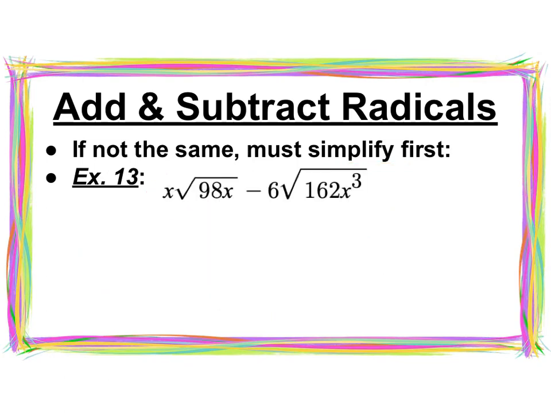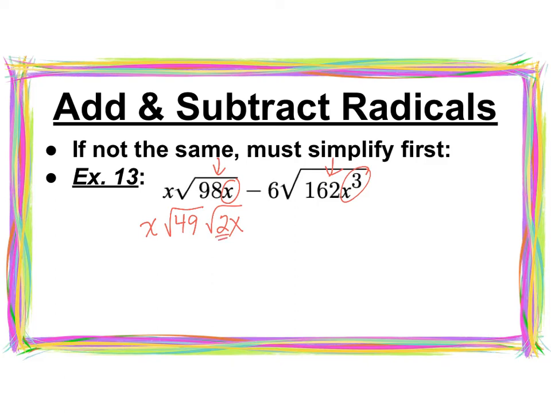So a little bit harder, we have our variable here. We have to simplify this. Nothing can be done with that. We have to simplify this and we have to simplify that. So 98, we want to think of the largest perfect square in 98, and that's going to be 49. So I can break this down into square root of 49, square root of 2x, because I know that x is going to stay and I know the 2 is going to stay.